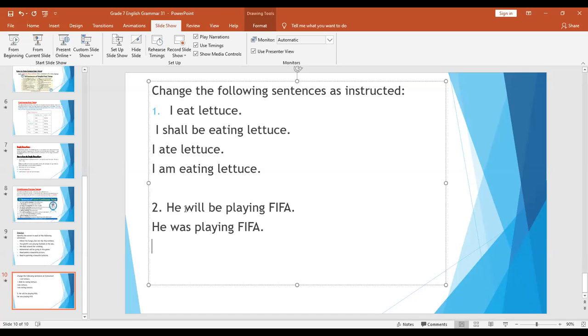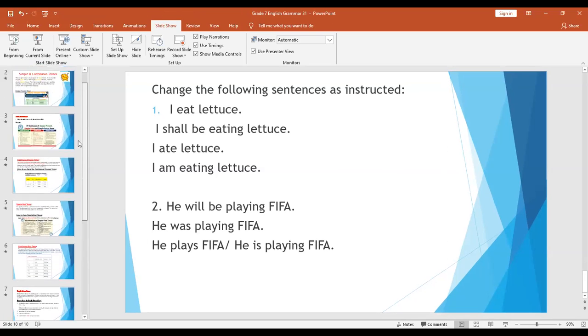Okay? And if I had to take this sentence here again, he will be playing FIFA, and try and put it in the simple present tense. He plays FIFA. And for the present continuous tense, he is playing FIFA. Okay, so that is what I want you to know the differences between.